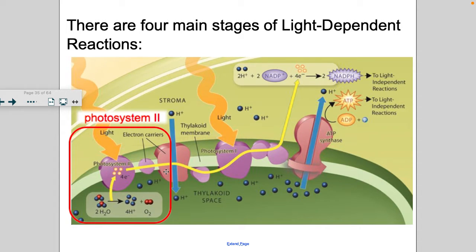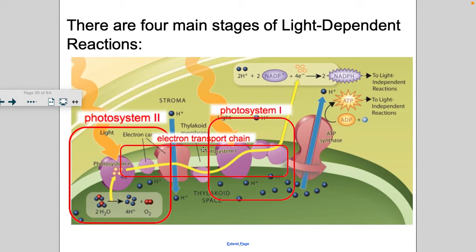And then the second part is called the electron transport chain, which is a series of proteins found in the thylakoid membrane. So the electron transport chain is a chain of proteins, and the electrons get transported through. The third stage of light-dependent reactions is our photosystem 1.